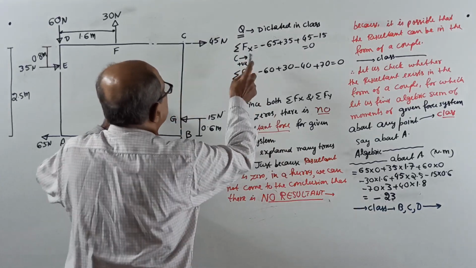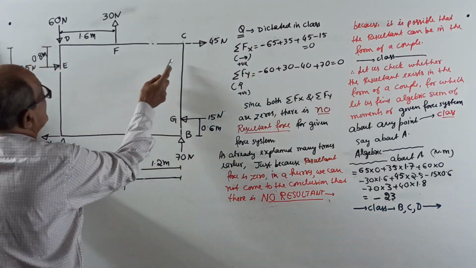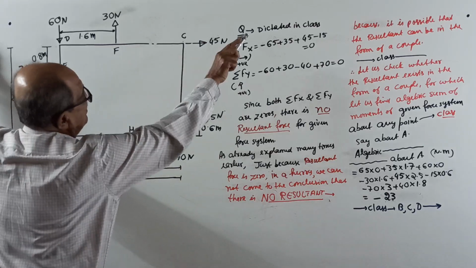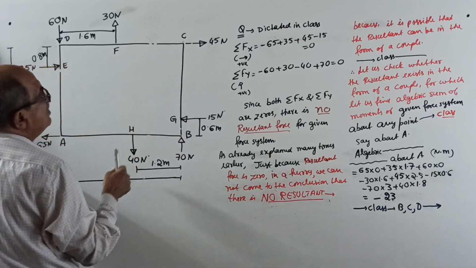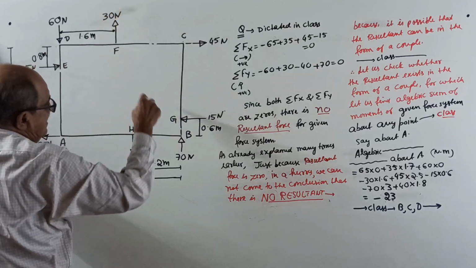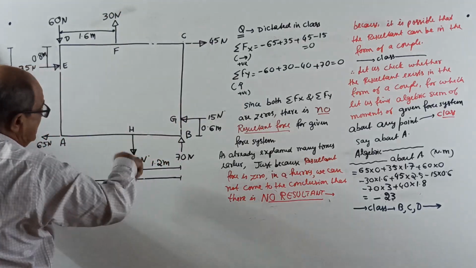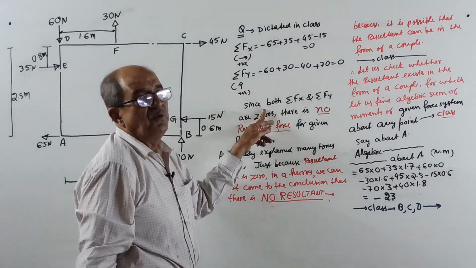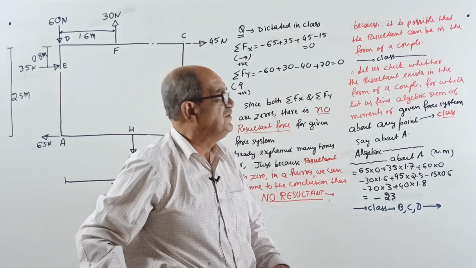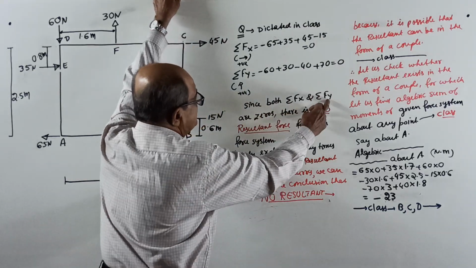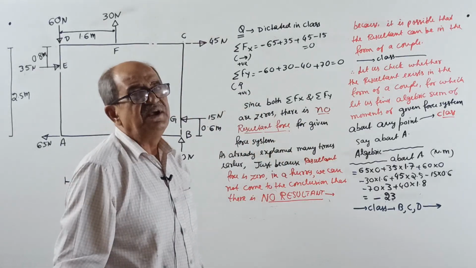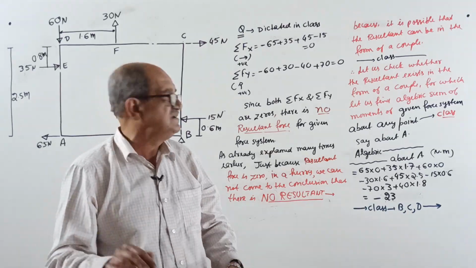Sigma Fx, right side positive. Start here. Where is 65? Minus 65 plus 35 plus 45 minus 15, 0. So Sigma Fx is 0. Sigma Fy, upward positive: minus 60 plus 30 plus 70 minus 40, that is also 0. Now, this statement I told many times, but as a revision I am telling it once again. Since both Sigma Fx and Sigma Fy are zero, there is no resultant force for the given force system. Resultant in the form of a force does not exist.